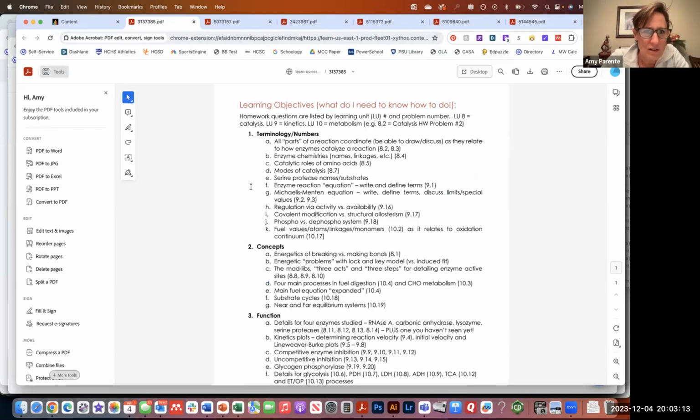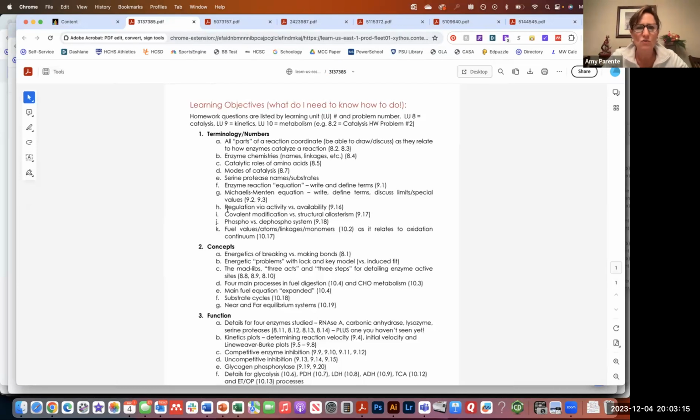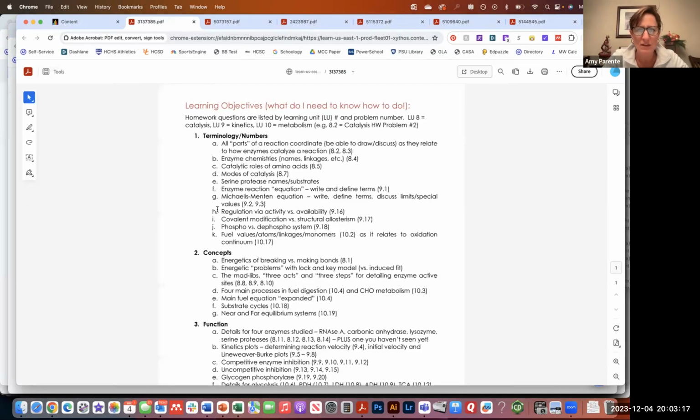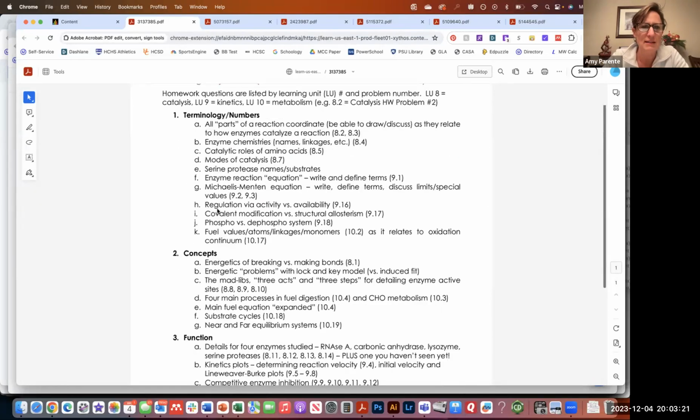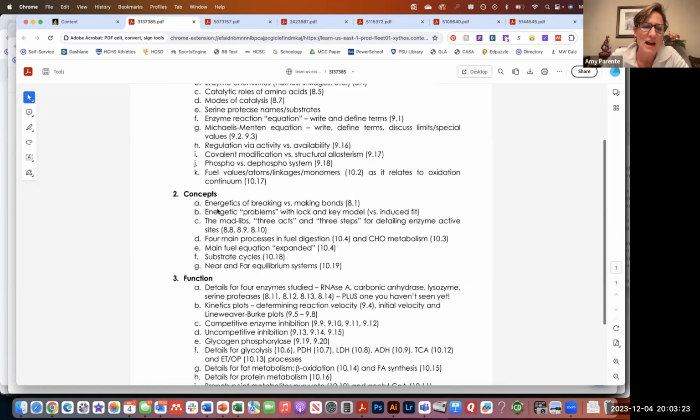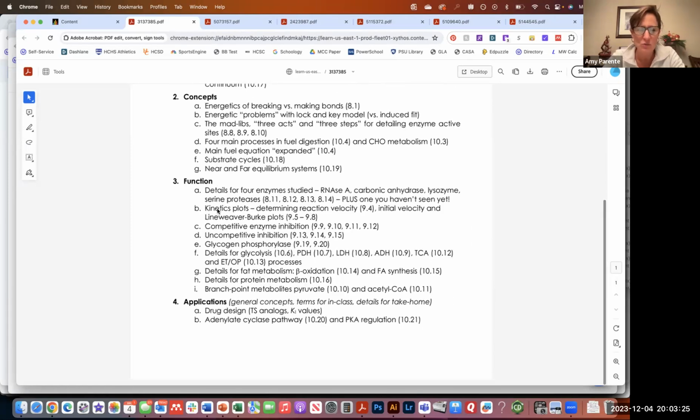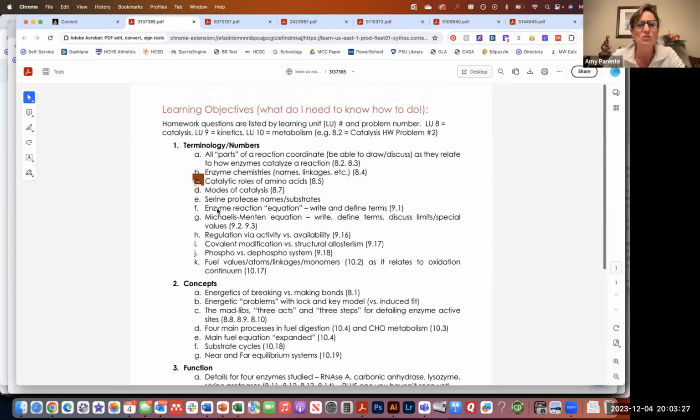So here is kind of an overview of content. Let me zoom in here a little bit. It's split up into terminology and numbers, concepts, function, and applications, which is, I think, what I had it split up into for our last learning unit. And kind of orienting you again, anything that's listed with a number dot something, that's indicating the learning unit, and then the homework question that's associated with that, so you could sort of find something. So I'll sort of go through things.